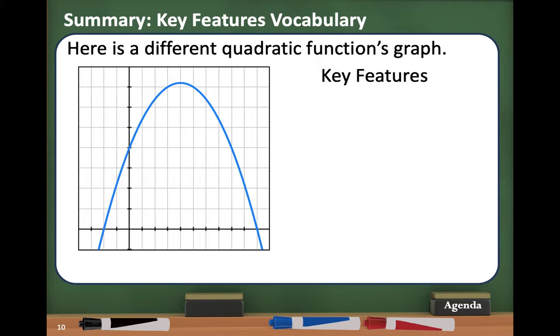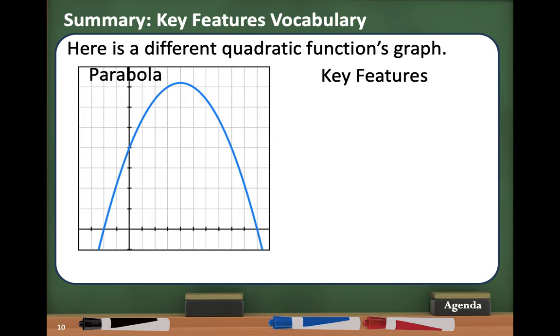This is a quadratic function's graph. It looks like this, kind of like our roller coaster. It's not the same graph as our roller coaster, but it looks similar. So, key features. Here's a new word. You might see it on your paper. The shape of a quadratic function is not a straight line. We don't call it a hill or a frown. We actually call it a parabola.